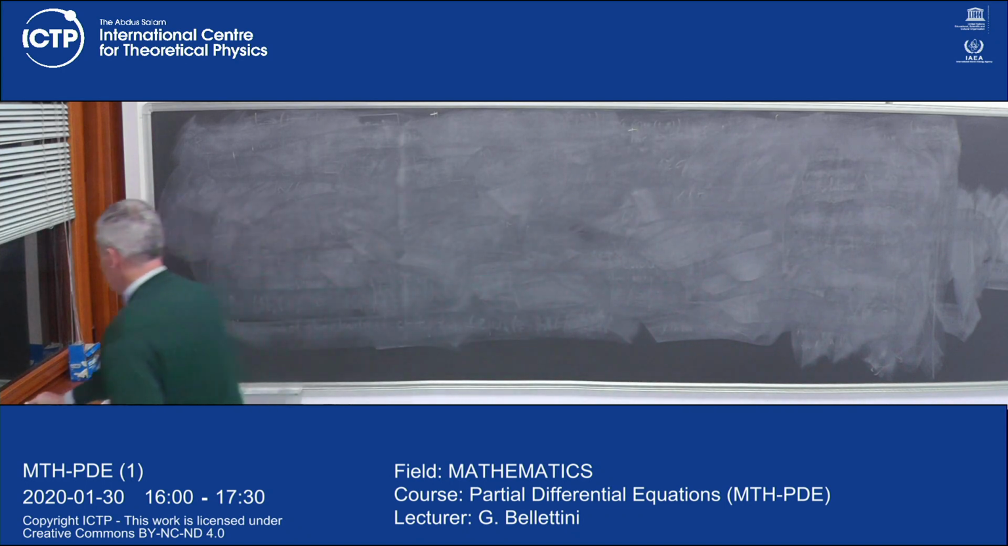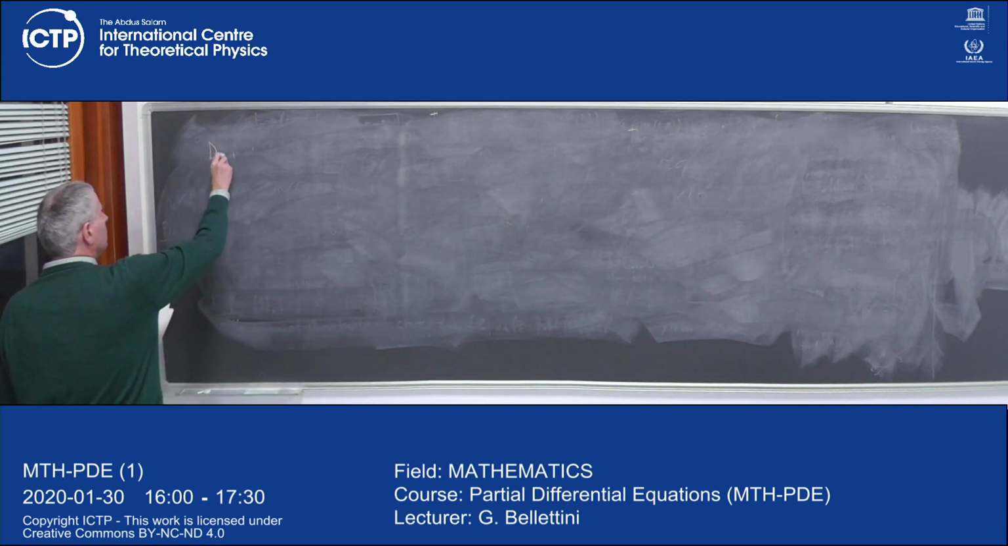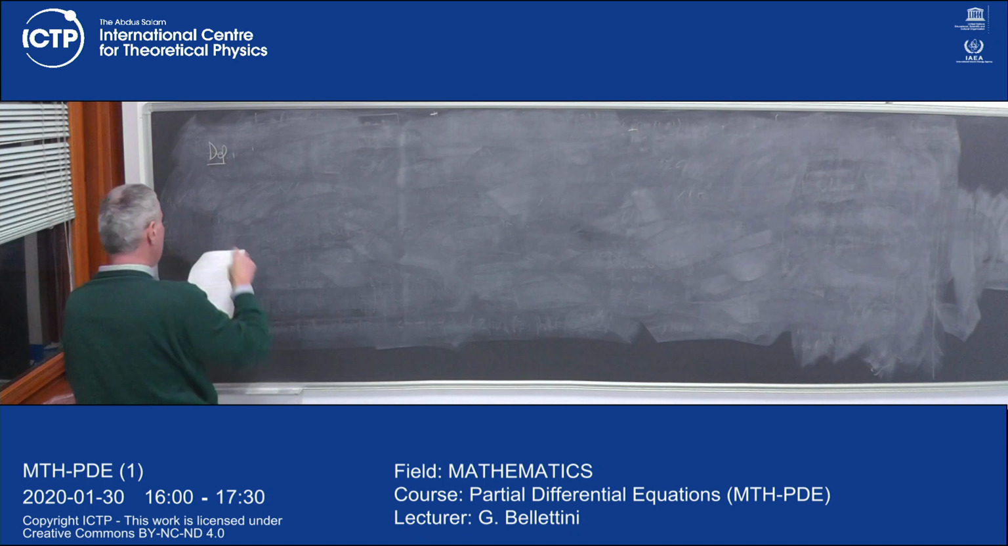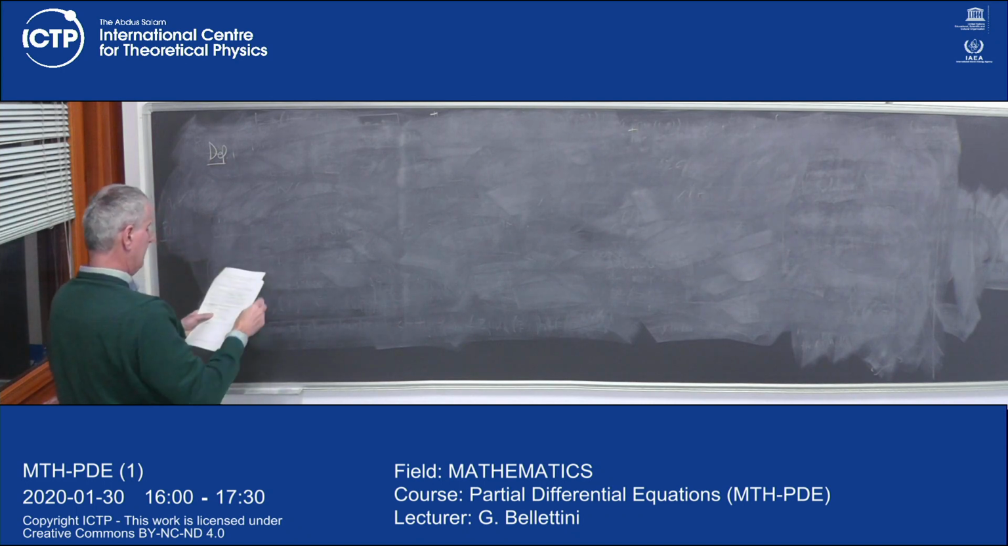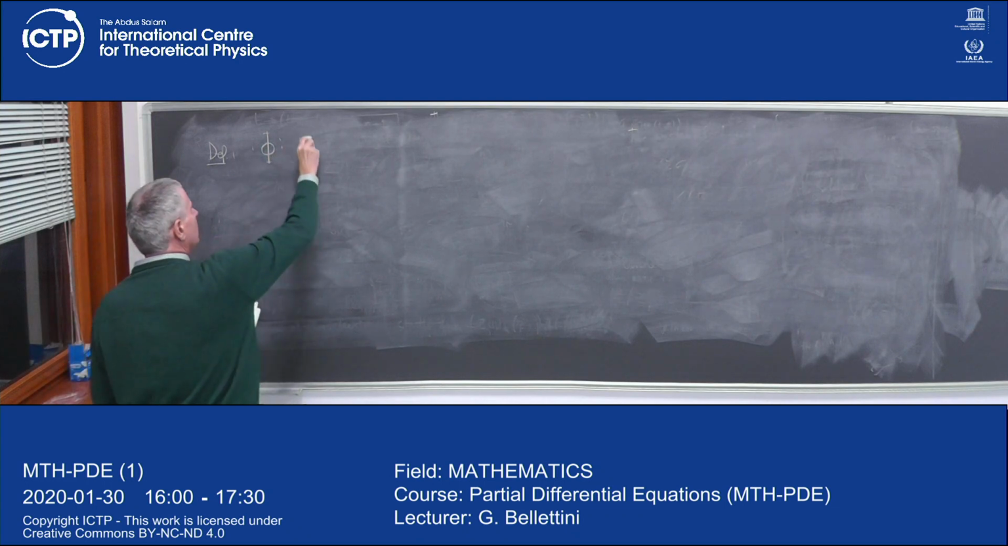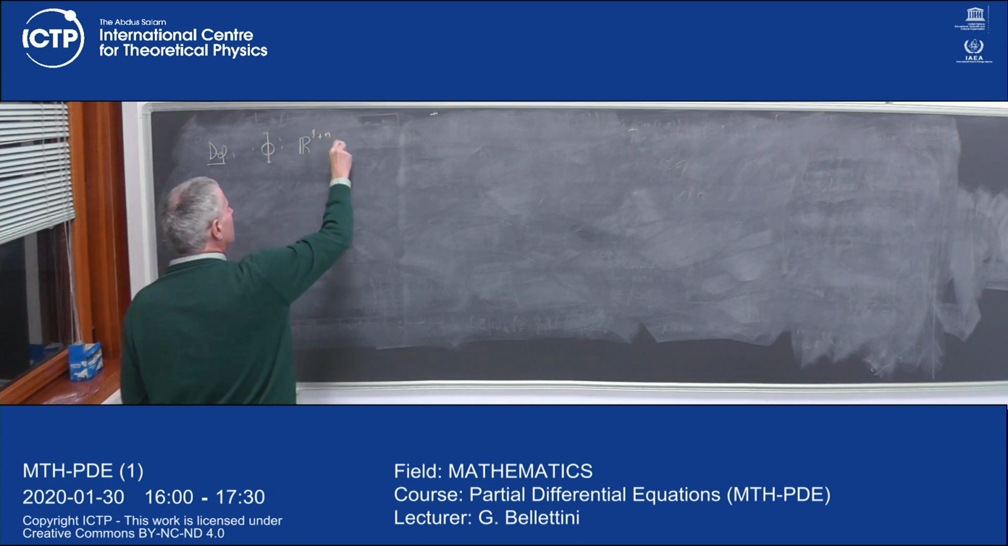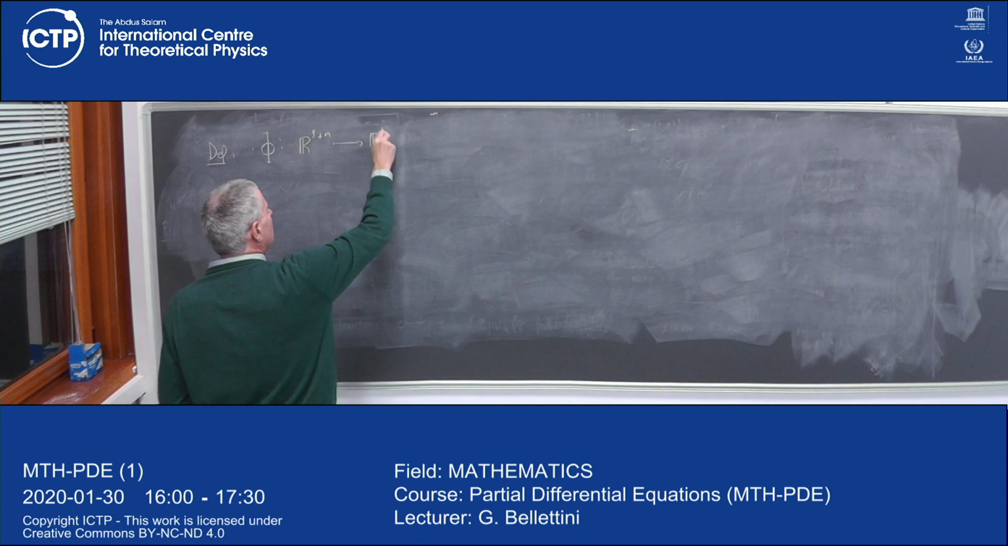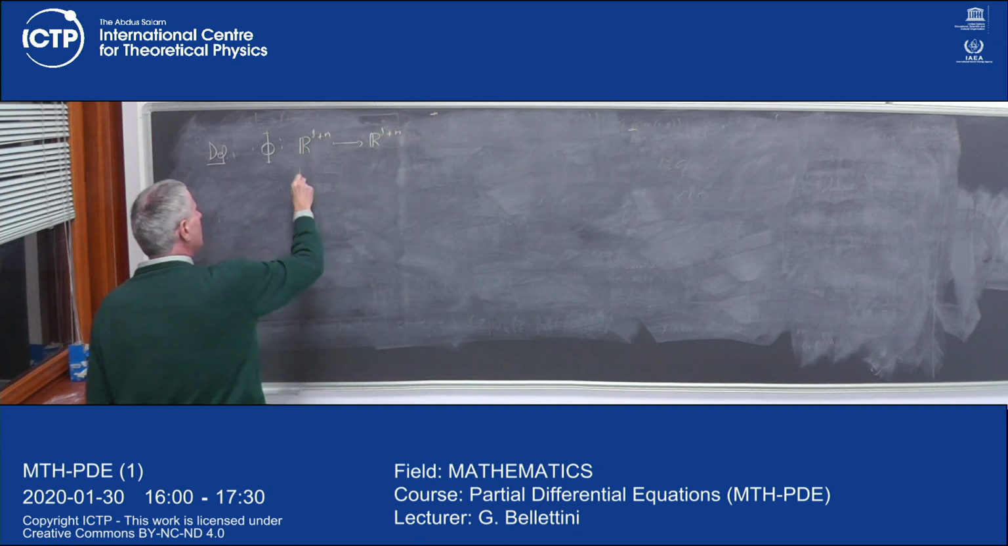So, definition. Let me denote by capital Phi the following map.